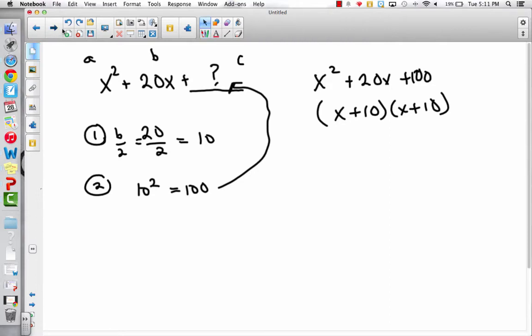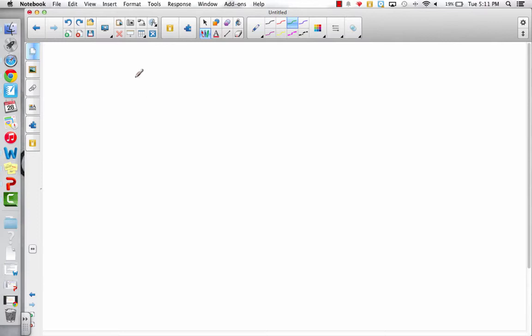So try this example on your own. Maybe we have x squared plus 16x, and I want you to figure out what goes in c. So press the pause button, try that one on your own.